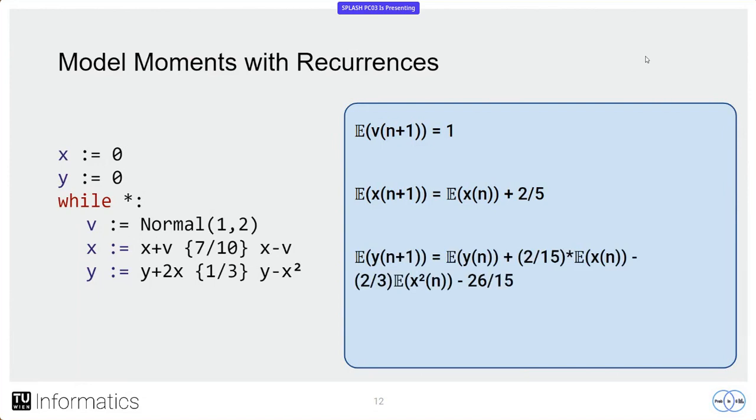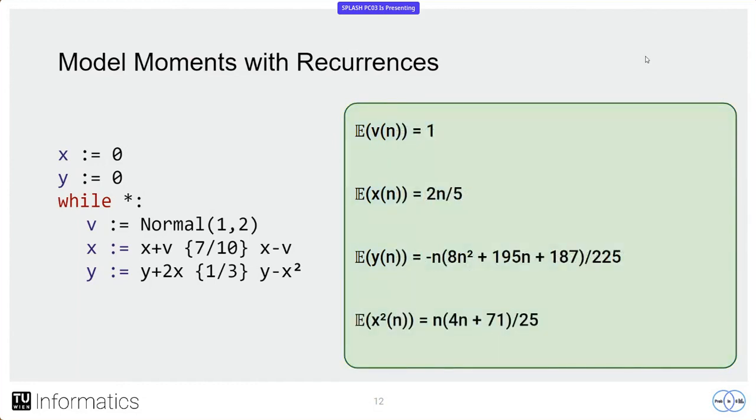And then, because, like in the deterministic case, we have an x squared here, we need to, again, construct the recurrence also for the expected value of x squared, or let's say the second moment of x. And then, again, we have a linear system of recurrences. We can solve it, and we're happy. We can use them for all kinds of tasks, invariant generation, and other things.